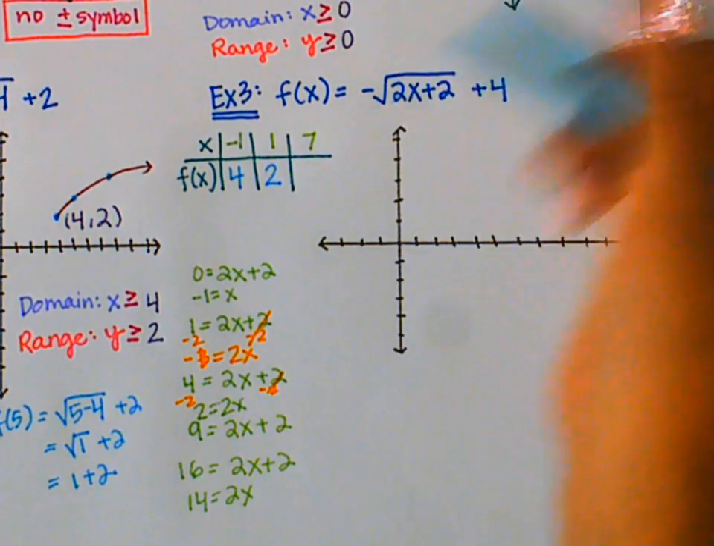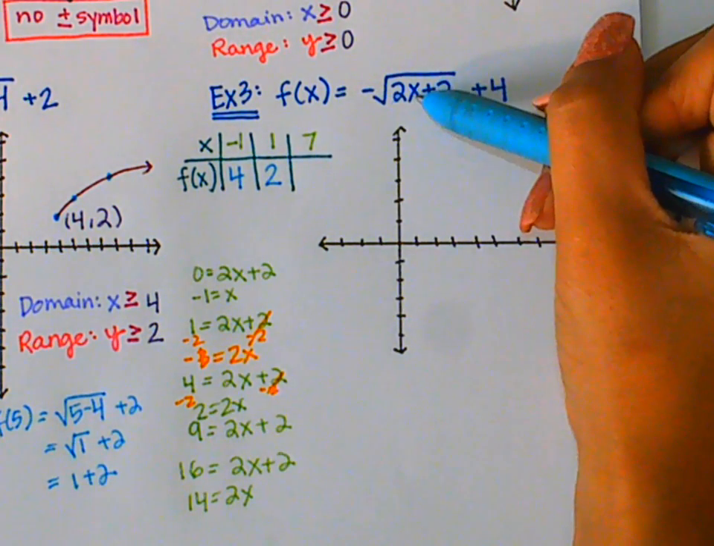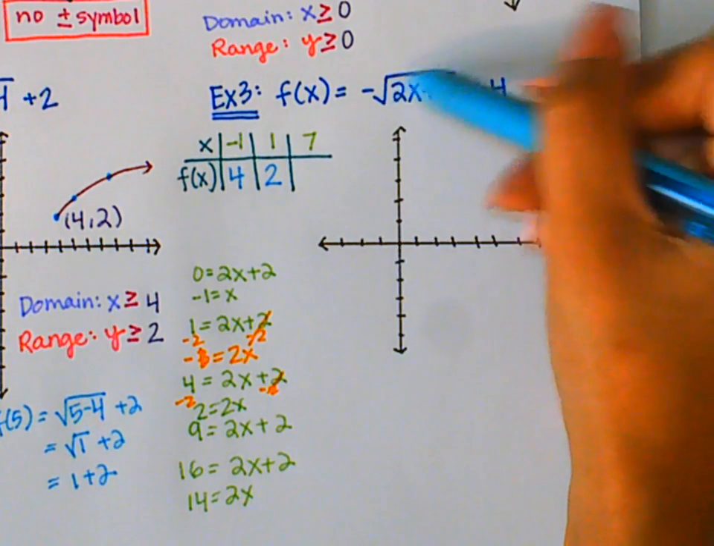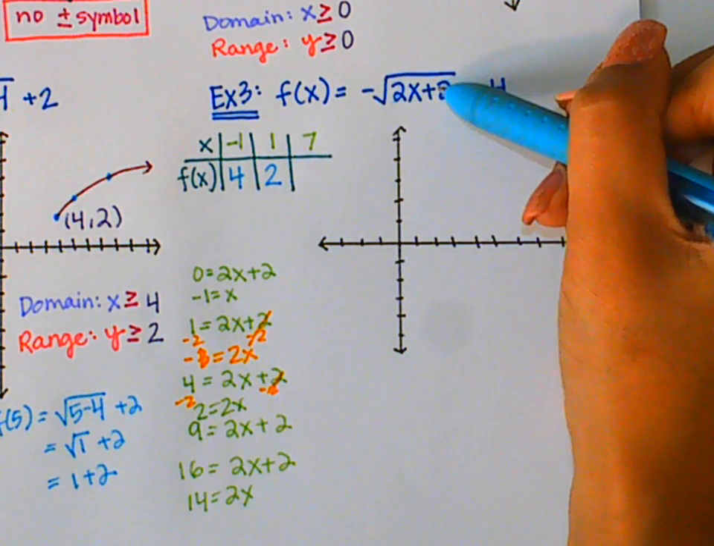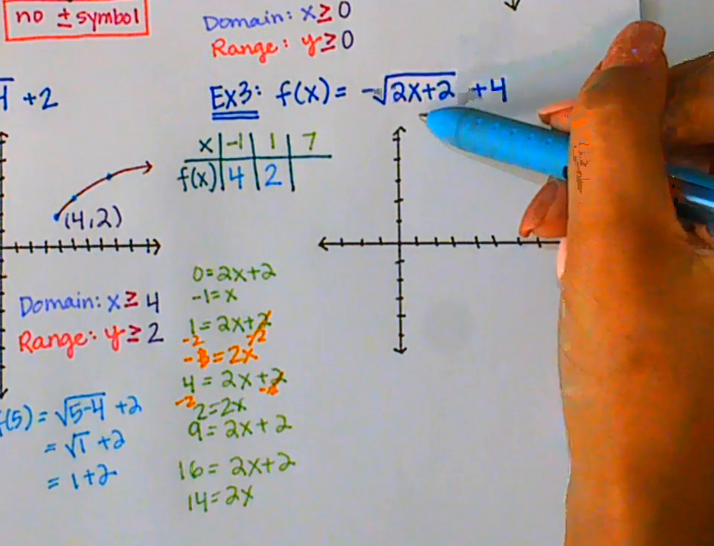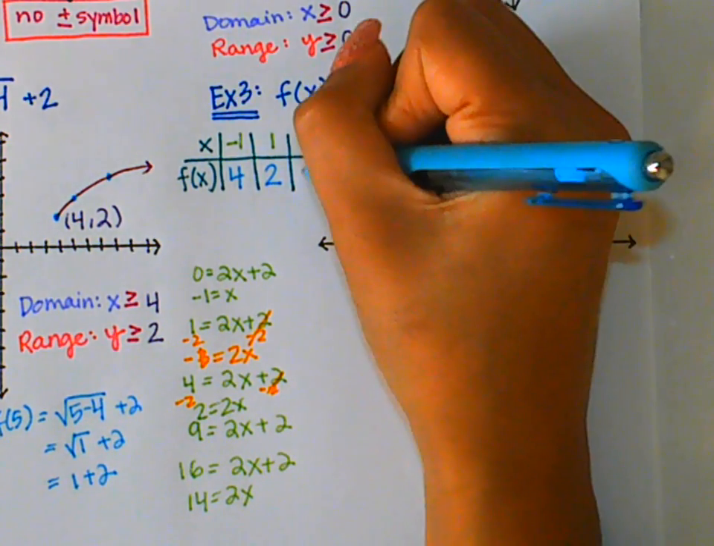And now I'm going to try the 7. So 2 times 7 is 14, plus 2 is 16. The square root of 16 is 4. It's a negative. So -4 plus 4 is 0.